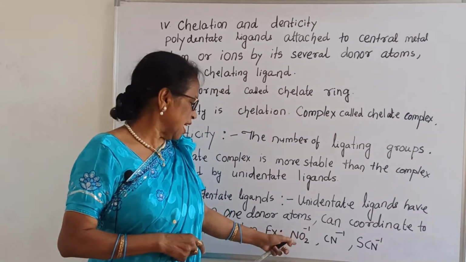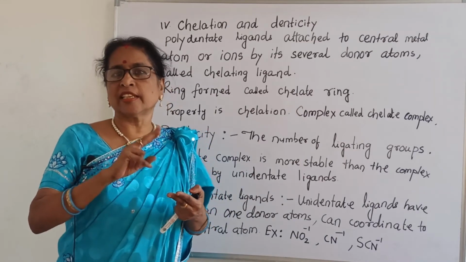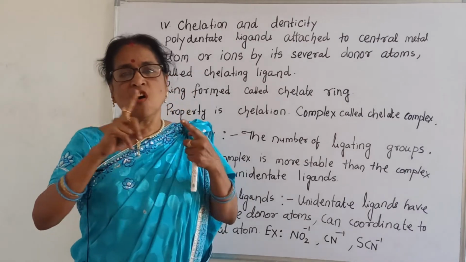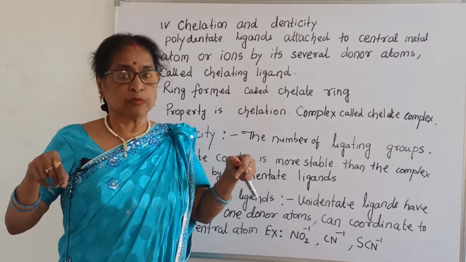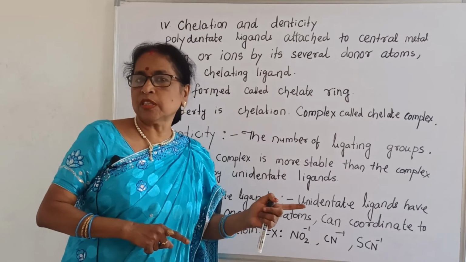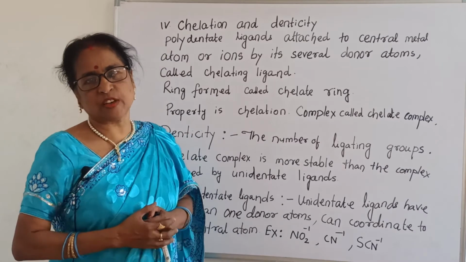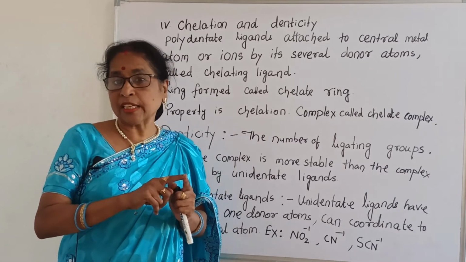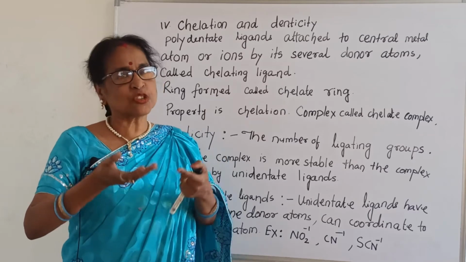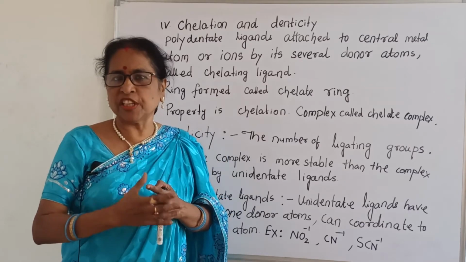Let us see NO2 minus 1. How many atoms can donate here, either nitrogen or oxygen. Not both sides, only one side will donate. Either nitrogen will donate to the central metal atom or oxygen will donate to the central metal atom. Not nitrogen and oxygen. If that were the case, then it would be a didentate ligand. It is not a monodentate or unidentate ligand.